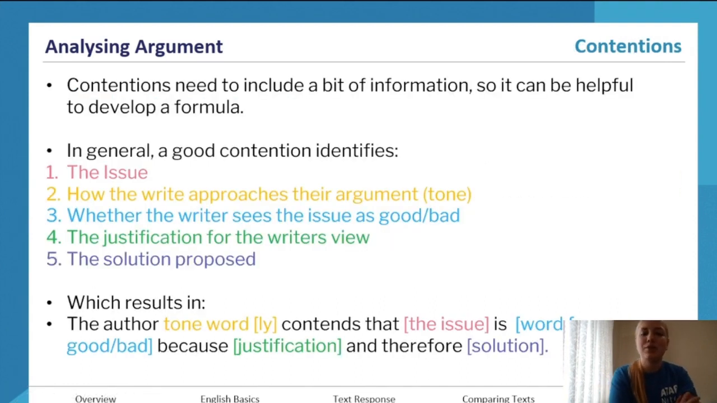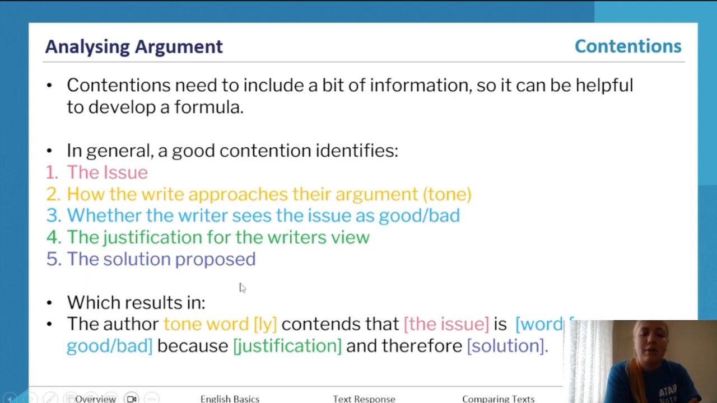So contentions have to include quite a bit of information in order for a contention statement that goes in your intro to be good. So a good contention, you should really memorize this, should mention what the issue of the piece is, how the writer approaches their argument. So tone, the main tone, yes, there will be tonal shifts, but the main tone that you see throughout the piece, and you can just use an adjective that represents a tone word plus add the word ending ly here. Whether the writer sees the issue as good or bad, where you will use a much stronger adjective to describe that. What is their main reason for thinking it's good or bad?